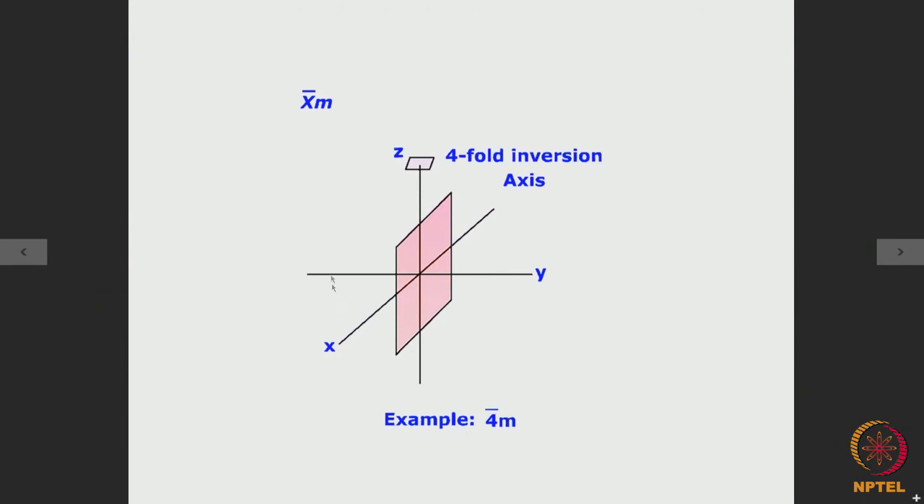Now, when it is written as x bar m, it means it is a combination of an inversion axis with a mirror as shown over here. Say for example, here we have a fourfold inversion axis and there is a vertical mirror. So, we can write this point group as bar 4m.